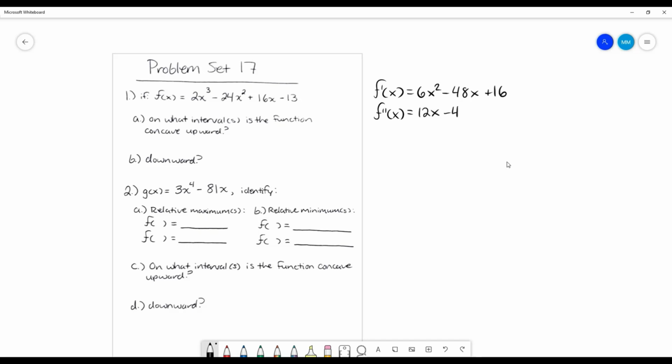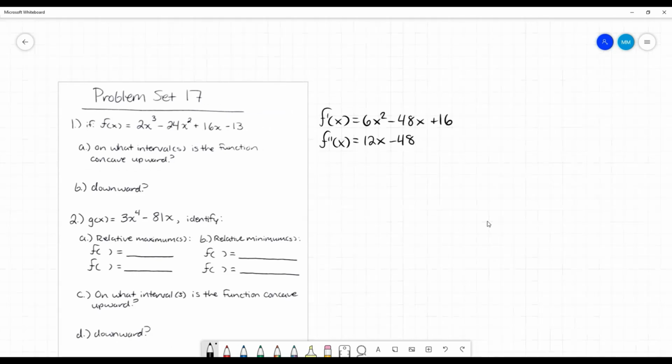12x minus 48. Okay, so what's important here is both our critical numbers for this, so whenever our first derivative equals 0 and whenever our second derivative equals 0. Our second derivative tells us when that equals 0, that tells us our inflection points.